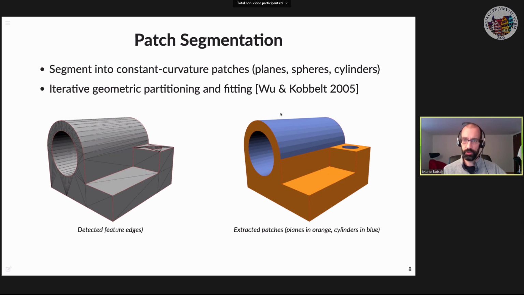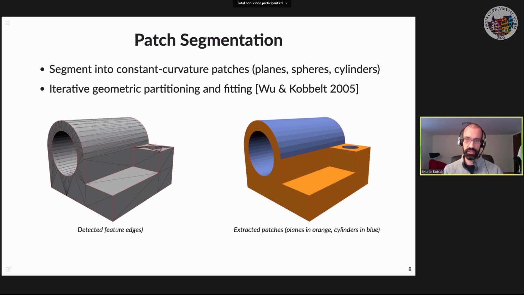We closely follow the approach of Cohen-Steiner, Alliez and Desbrun from 2004, which is k-means or Lloyd clustering. So the idea is we have seeds. In the beginning, we place one seed triangle for every one of these regions you see on the left-hand side, separated by the sharp feature edges. Once you have the seeds, you do a region growing.